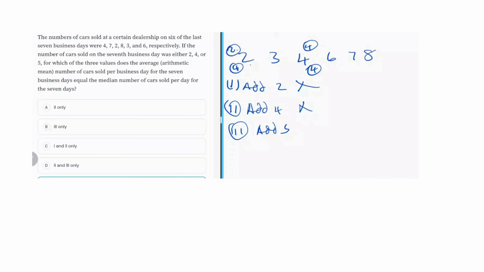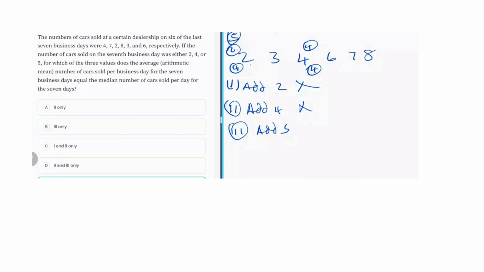You know when we said 2 plus 3 plus 4 plus 6 plus 7 plus 8, I asked you to confirm whether it's 30. Do you remember? Yeah. So that is the figure we have. So add 5 to it, and that is what now? 35. That is 35. 35 divided by 7 is 5. So the mean equals the median.